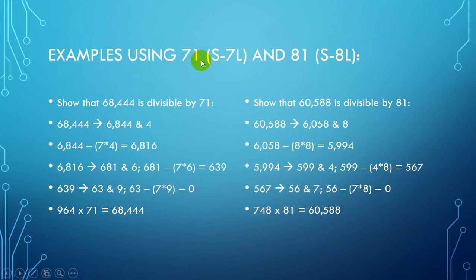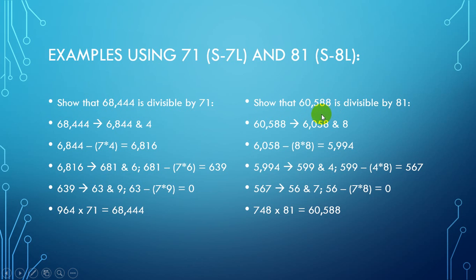So just a few more examples. S minus 7l is the rule for 71, and s minus 8l is the rule for 81. Show that 68,444 is divisible by 71. Take the 68,444 and you get 6844 and 4 when you break it apart. 4 times 7 now, that's 28, and that's subtracted from 6844 to give you 6816. Then you repeat, break that up into 681 and 6. 681 minus 7 times 6, that's 42, gives you 639. Break up the 639 into 63 and 9, and now 9 times 7 is 63, subtracted from itself is 0. 964 times 71 is 68,444.